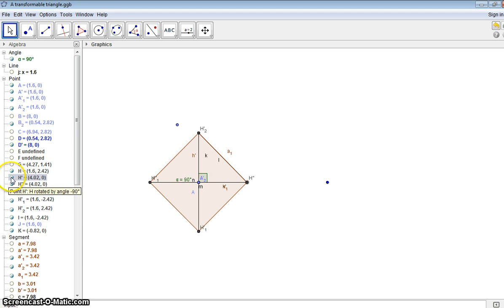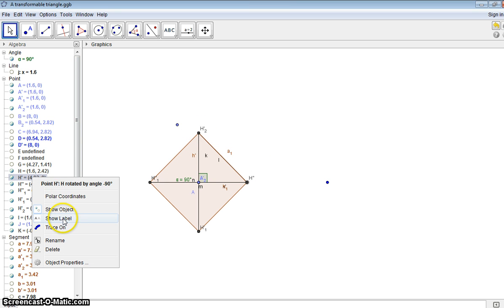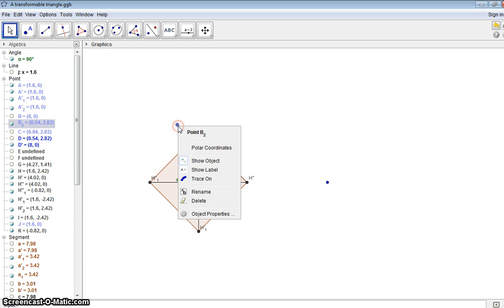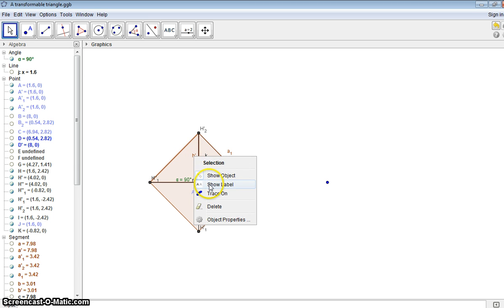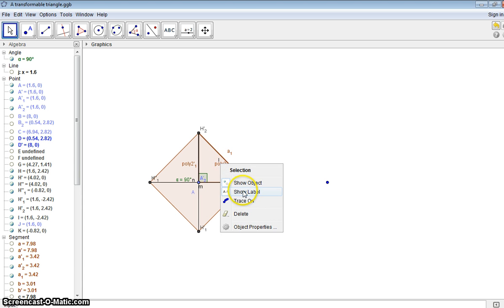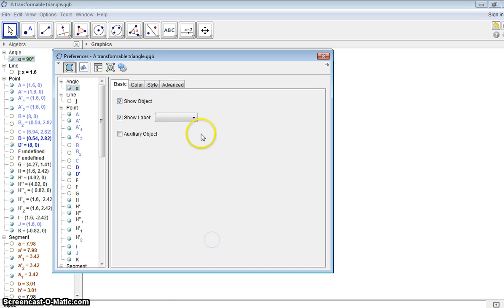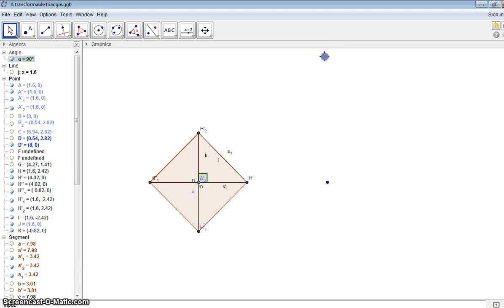So let's find H prime. I'm going to right click on it over here and I'm going to turn off the label. For some reason it's not turning off the label for H prime. I'm not sure why. So I'm going to have to live with that. But segment H prime, I don't need that label, it's kind of in the way. K, I don't need that label. What happens if I turn off polygon 1 and 2? K comes back. That's kind of interesting. I can go to object properties and I can turn off this 90-degree label. So there's things I can do to kind of clean up this image.